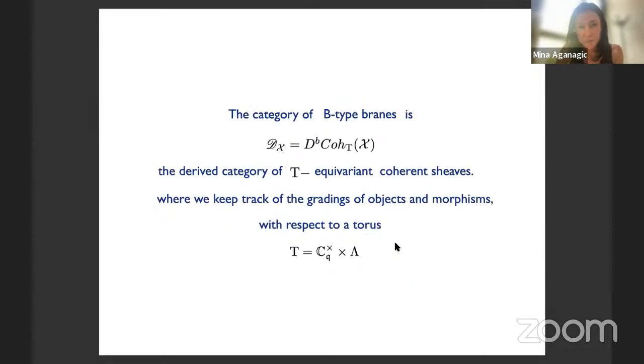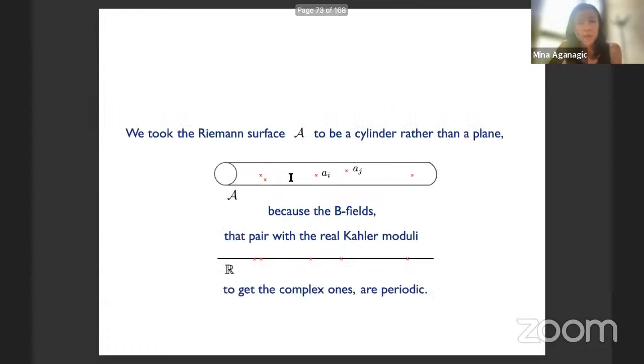The category of B-type branes, we're working equivariantly with respect to a torus T that includes scaling of the holomorphic symplectic form with weight Q, is known as the derived category of T-equivariant coherent sheaves. We'll use T only to keep track of gradings of objects and morphisms in our category. So we took the Riemann surface to be an infinite cylinder rather than the plane, because the B fields that pair with real Kähler moduli to give the complex ones are periodic.